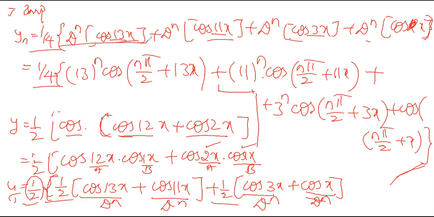Then the n term of cos 13x means 13 to the power of n cos of n pi by 2 plus 13x. Then plus, here 11 is there: 11 to the power of n into cos of n pi by 2 plus 11x. Plus 3 to the power of n cos of n pi by 2 plus 3x. The last one is only cos x, so cos of n pi by 2 plus x. This is your answer.